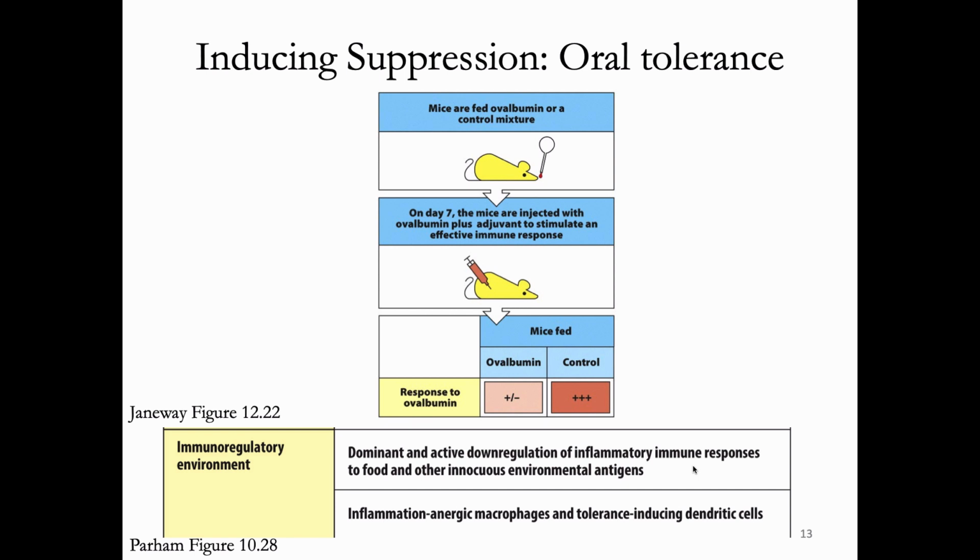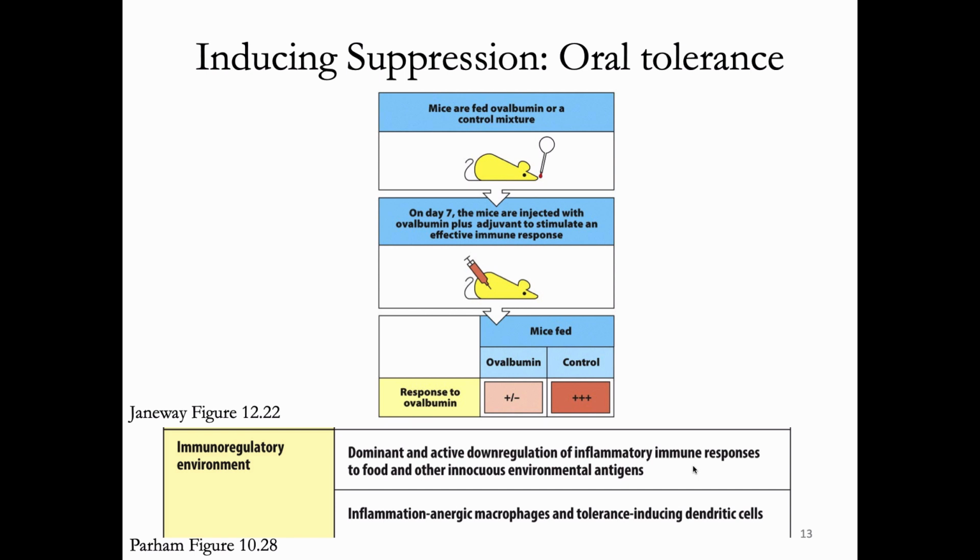It turns out if you have previously fed that mouse ovalbumin, and then you do this injection, the mouse no longer makes that response to ovalbumin. It makes a much reduced response. And so it seems as though when your first exposure to an antigen is through the oral route, you end up making more of a Treg response. In fact, Tregs were first described in the GI tract and were only described later elsewhere.